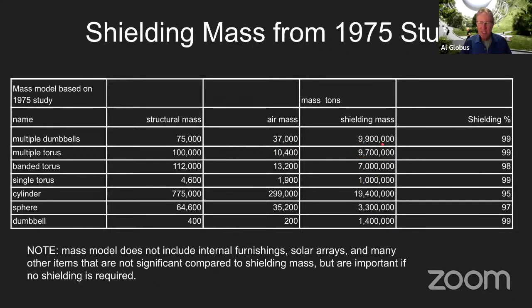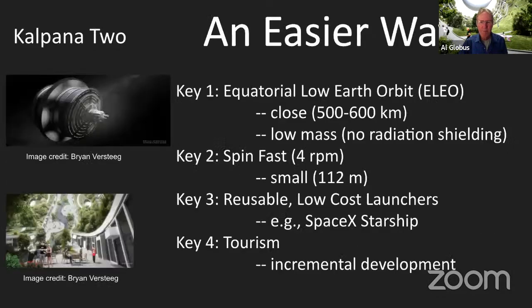Okay. So given different shapes for settlements, here's the amount of mass that's needed for the structure, for the pressure vessel and so forth. Here's the amount of mass that's needed for air. And here's the amount of mass needed for shielding. And the important thing is not the details, but look at how many zeros there are. These numbers are enormous. And if you look over into this part of the screen, you'll notice that it says between 95 and 99% of the mass of these settlements are radiation shielding. If we can somehow get rid of radiation shielding, that would be a huge win. Okay. So let's go back to our 4 keys, because the first 2 keys do exactly that.